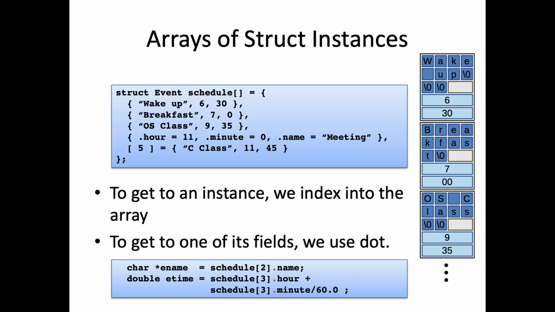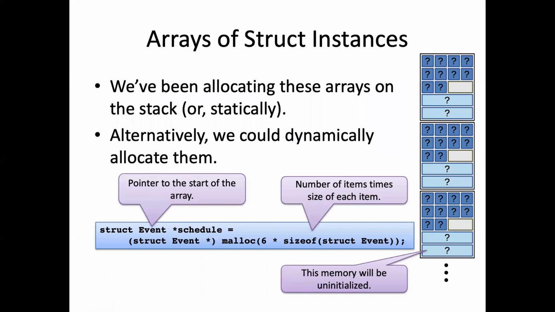Before we do, what if you wanted to make an array of structs, but you didn't want to allocate it on the stack, you wanted to dynamically allocate it? Well, if you're dynamically allocating an array, the right way to keep up with that array is via a pointer to its first element. So that's what I made here. Schedule is a pointer to an event.